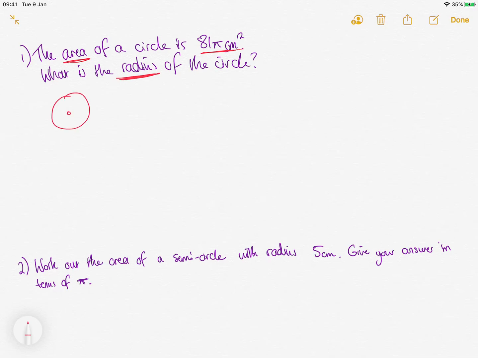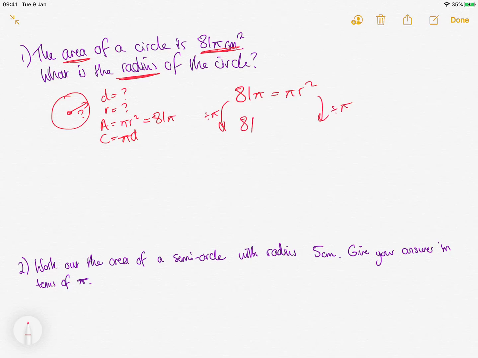Area is 81. So let's draw this circle. We're trying to find radius. So DRAC. Well, if I knew the diameter, I'd know the radius easily, but I don't know either of them. I know area, the formula is pi r squared, and in this case, 81 pi, I got that from the question. Circumference is pi d, but I'm not told anything about that in this question. So my equation I can set up is 81 pi equals pi r squared. Divide both sides by pi. Pi divided by pi gives you 1. So that's 81 equals r squared. Square root to undo square. So r equals 9. Well done if you got that.